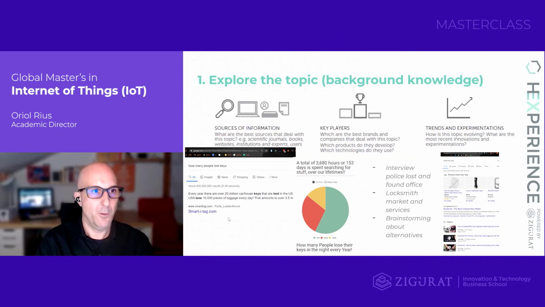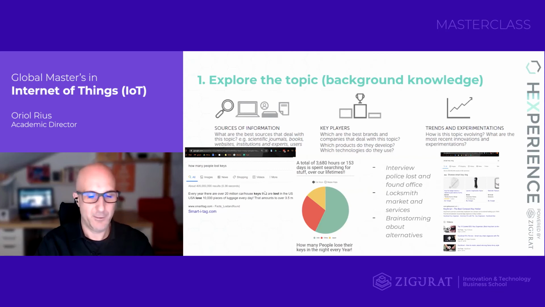one thing that we can always do, and usually we forget that we can do, is look it up on Google to see if this is a real problem in the world. Then I go to Google and look up how many people lose keys. And just the first entry gives us very relevant information. Every year, over 20 million keys are lost in the US. Wow, not bad, not bad. So there is a real problem behind that.